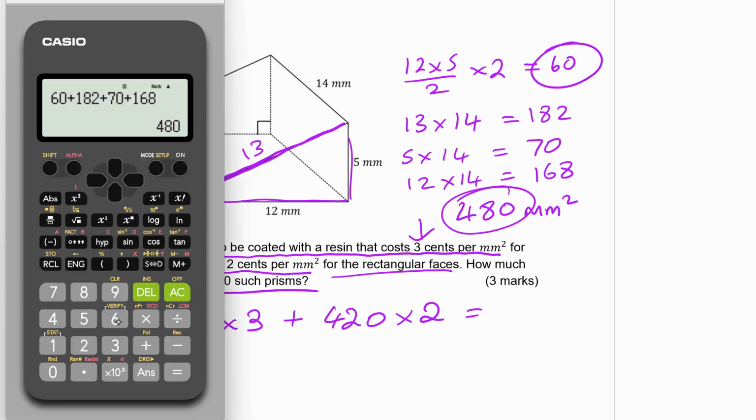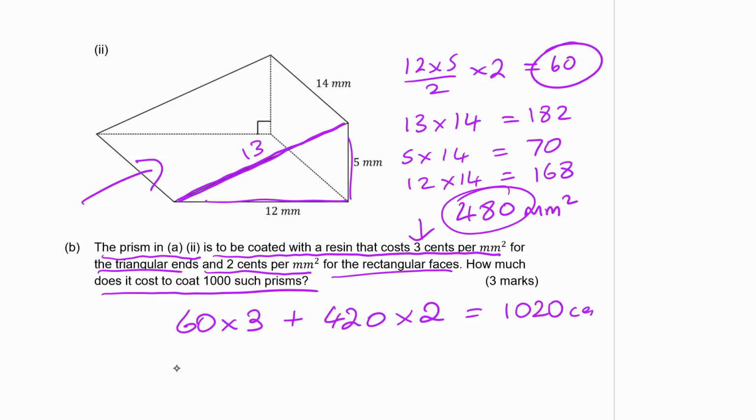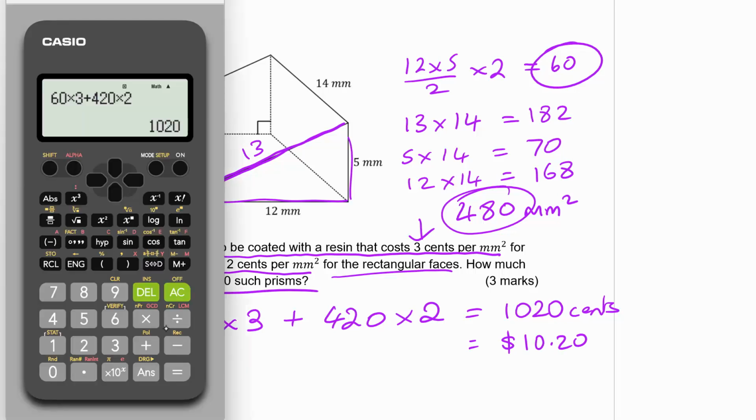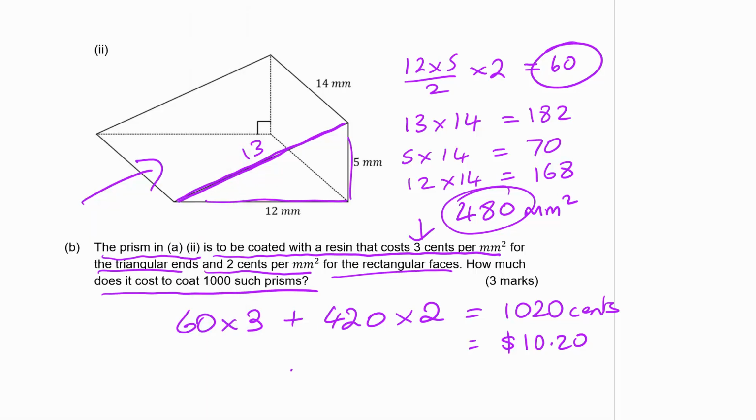So we can do that. We can do 60 times 3, add 420 times 2, and that gives me 1,020. Now remember, that's in cents, and that is of course $10.20. And then, so let's divide that by 100, $10.20, and then times that by 1,000. So times 1,000 gives us $10,200.